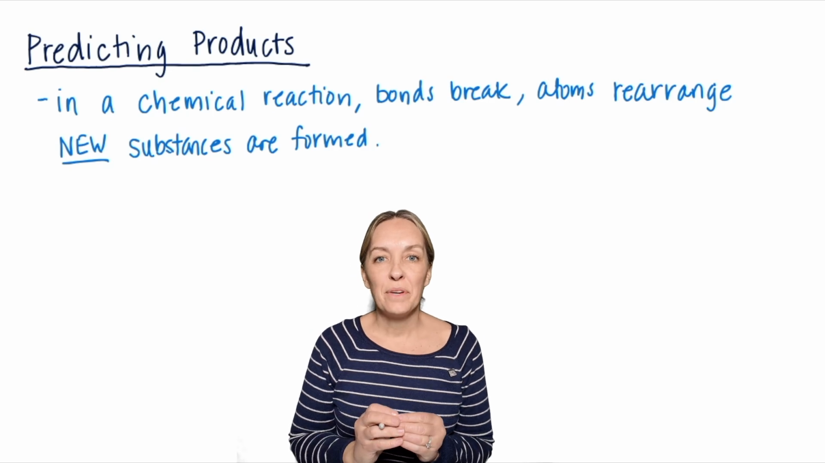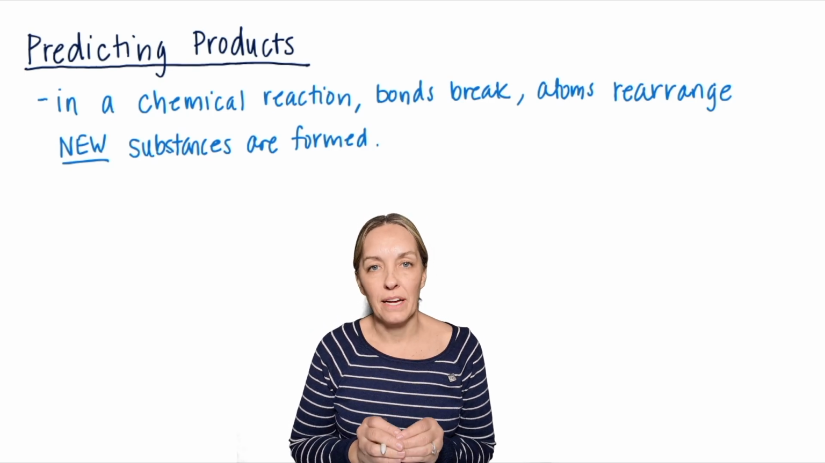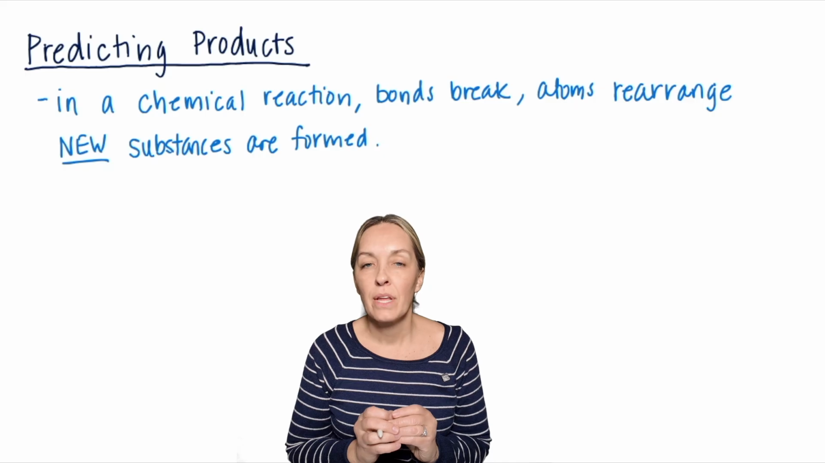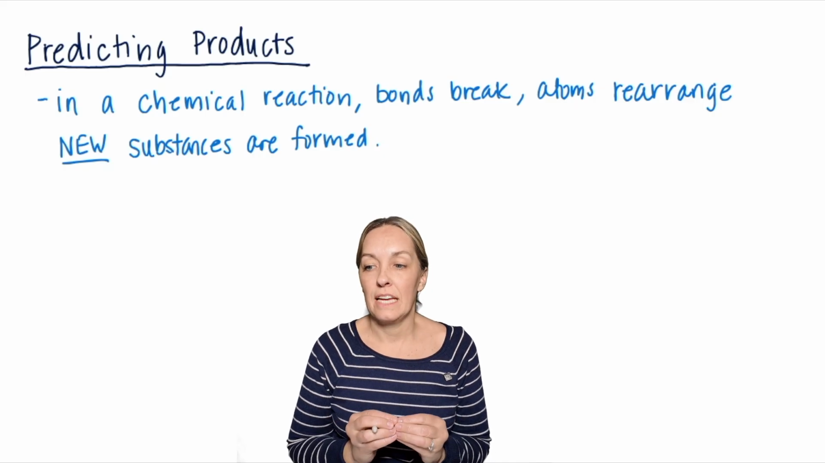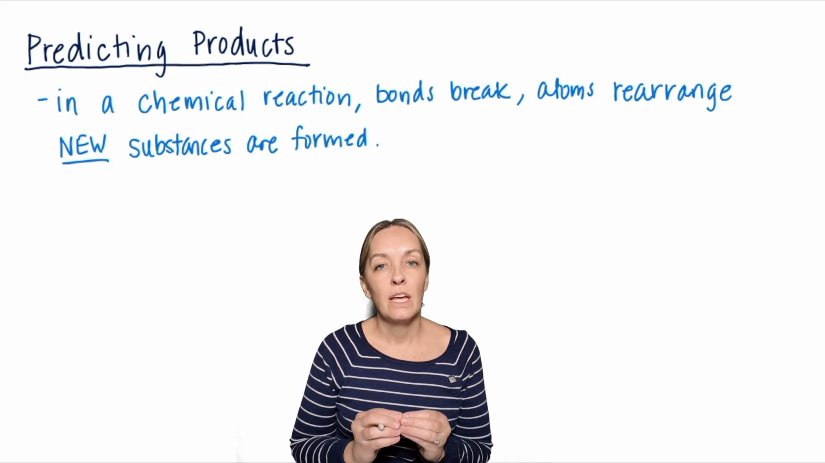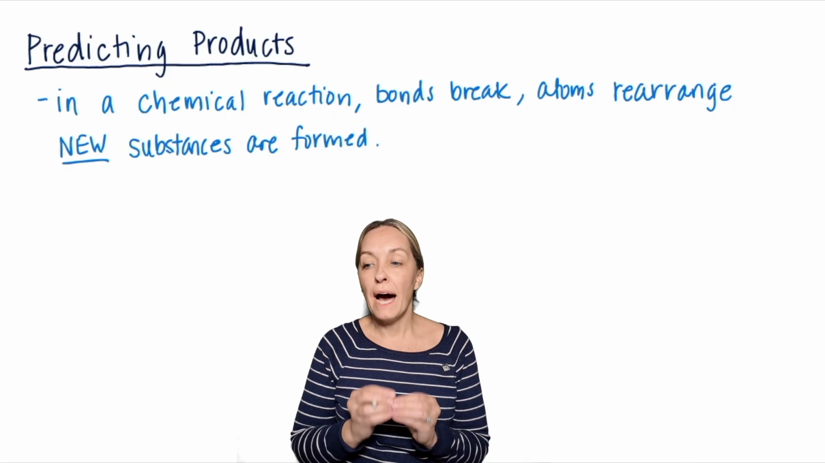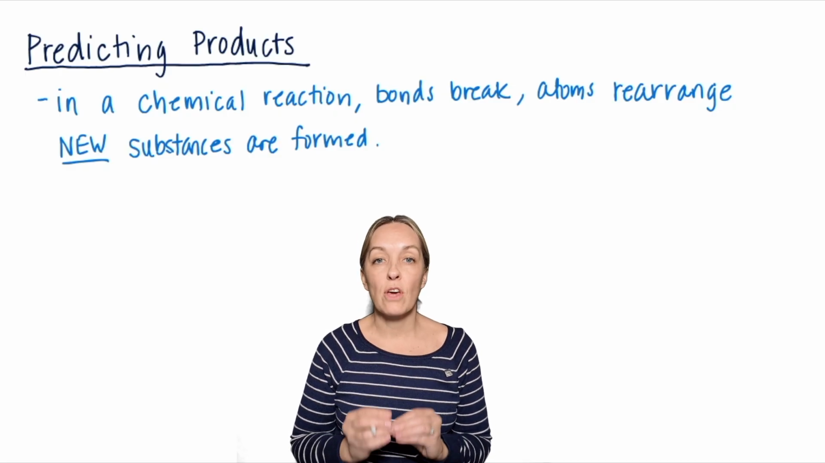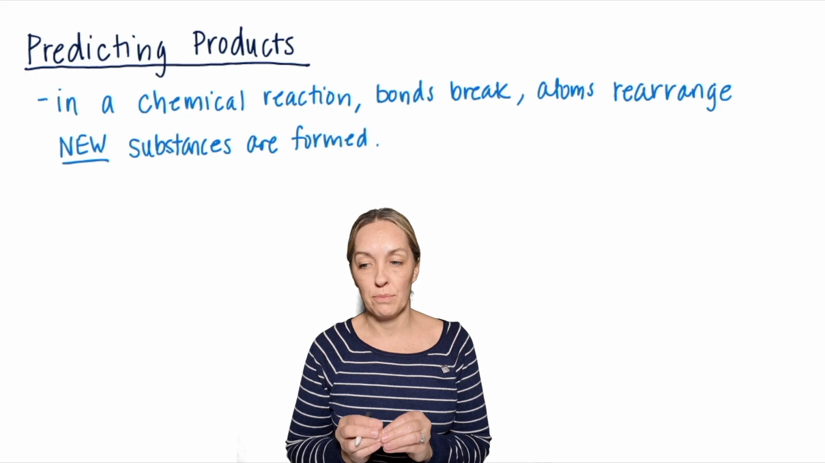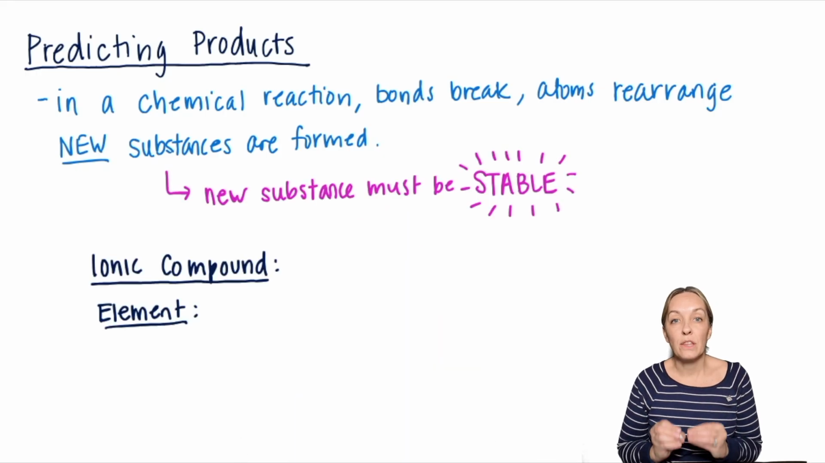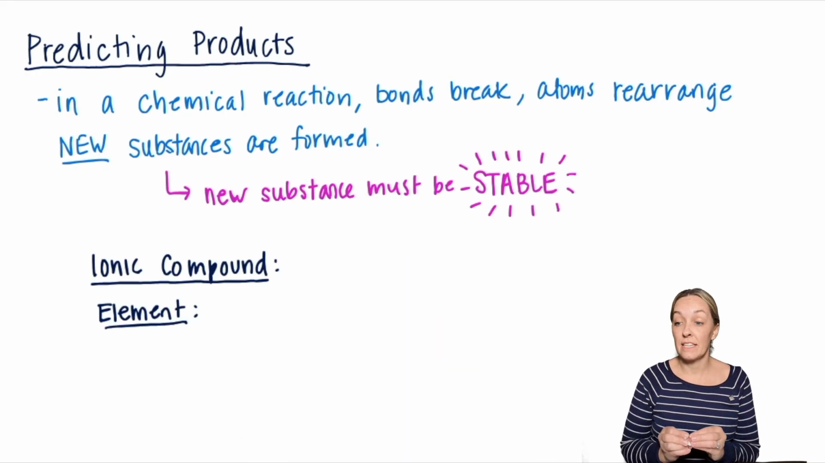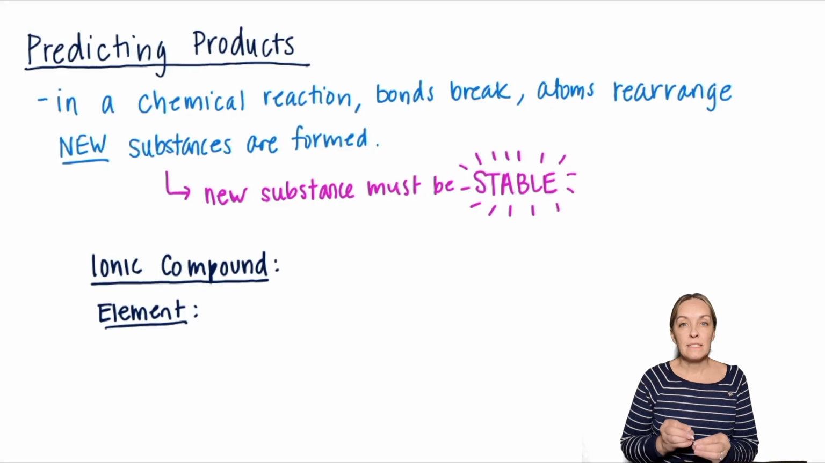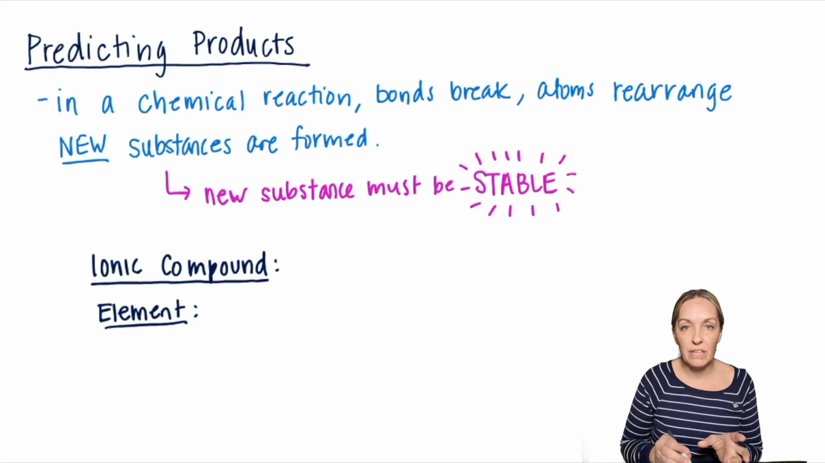All right, guys, today we are going to talk about how to predict the products of a chemical reaction. In order to do that, we need to understand what happens during a reaction. In a chemical reaction, bonds break, the atoms rearrange, and new substances are formed. The key is to make sure that those new substances are stable. Stability depends on whether we have an element or whether we have a compound.